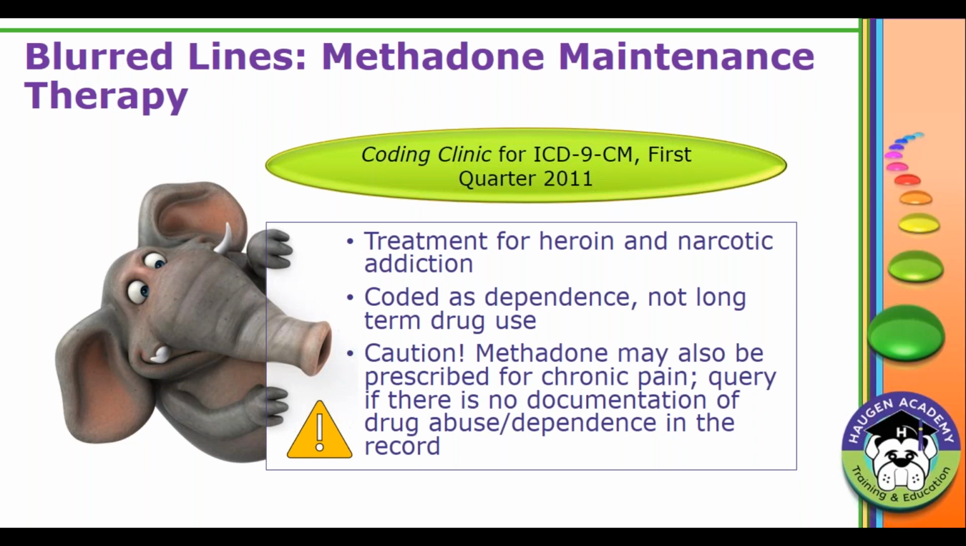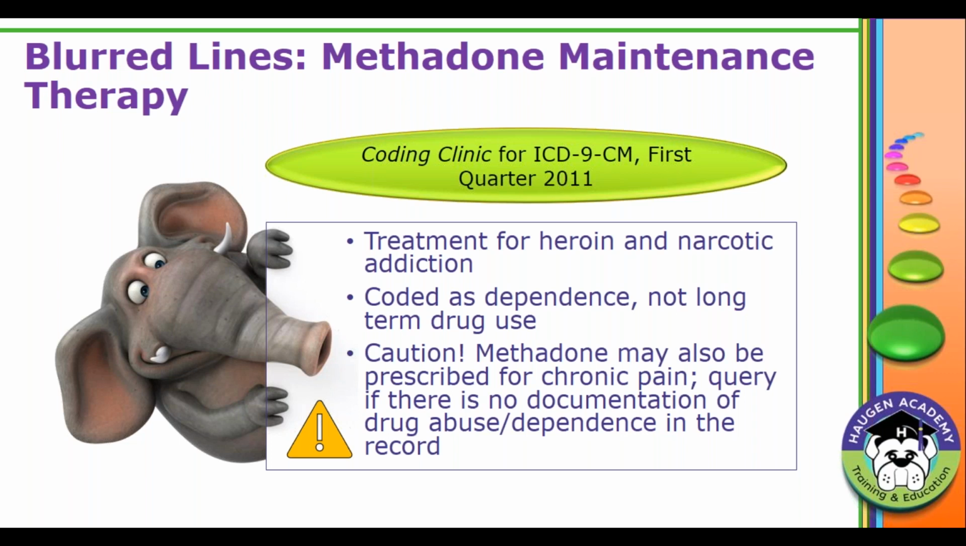But be really, really careful, because methadone can also be prescribed for chronic pain. There are some people who can't tolerate opioids, and so they give them methadone. If you don't have any documentation in that medical record that the patient is or ever was addicted to any kind of substance, I would query. The last thing we want to do is label a patient as being dependent when they're not. So you might have your great Aunt Mary who's got chronic pain, and for some reason she can't take morphine, so they give her methadone. Well, we don't want to be giving her a dependence code.